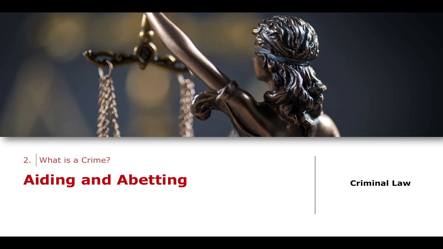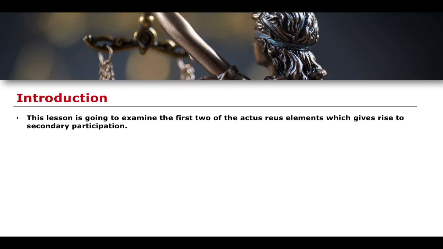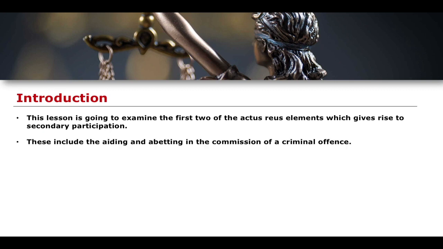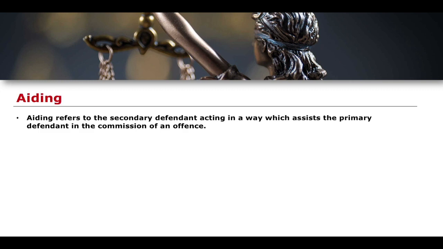We're going to talk about what it means to essentially aid and abet the commission of a criminal offence. So this lesson is going to examine the first two actus reus elements, which give rise to secondary participation. There are other ways in which we can contribute as a secondary party to the commission of an offence, but the first two of these are aiding and abetting in the commission of a criminal offence.